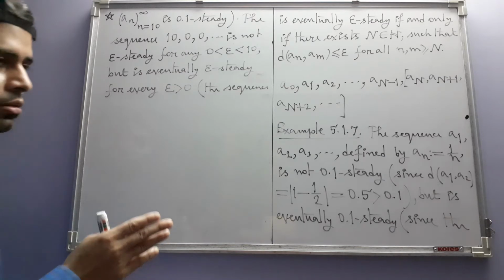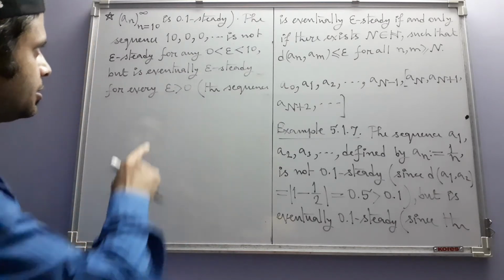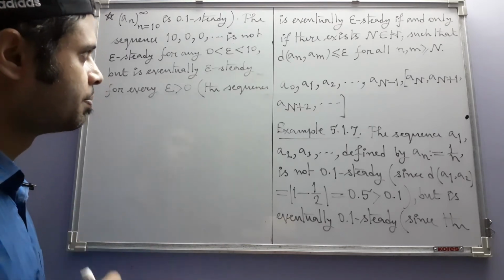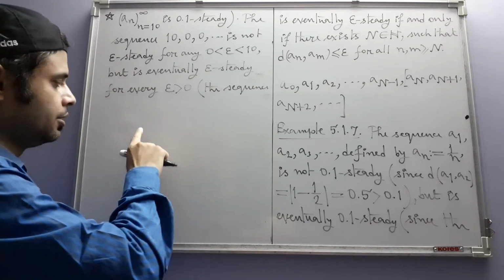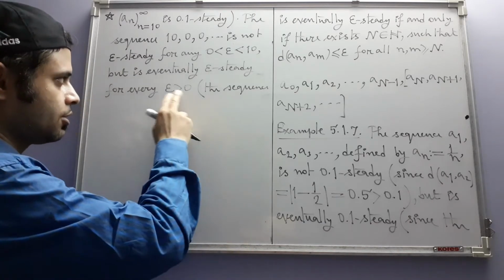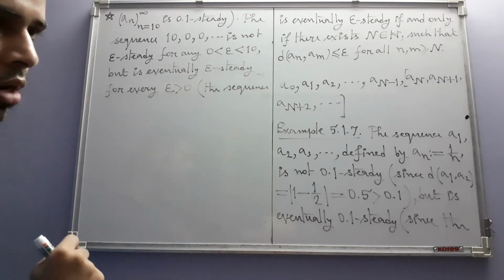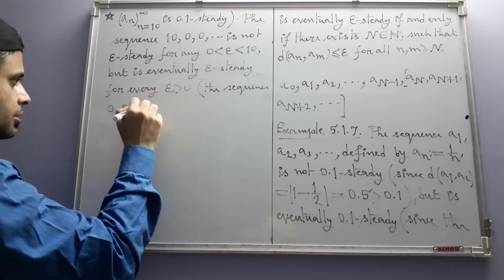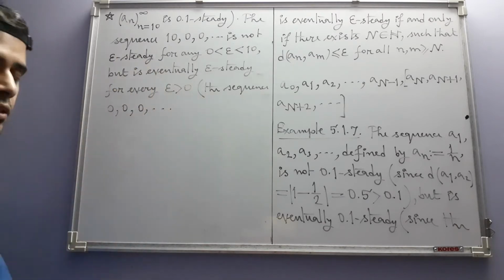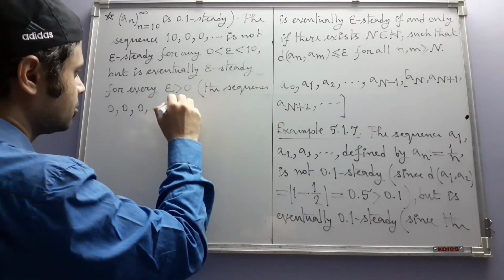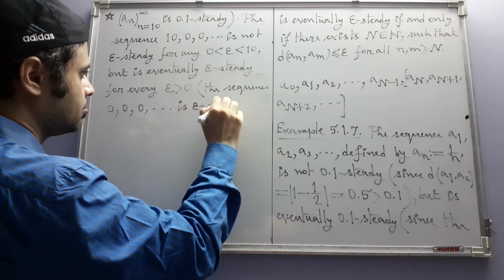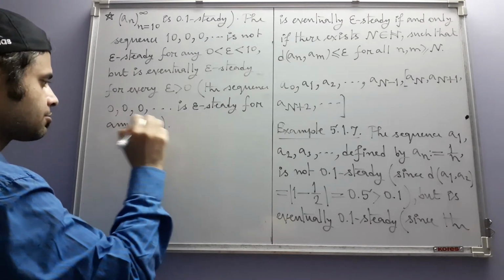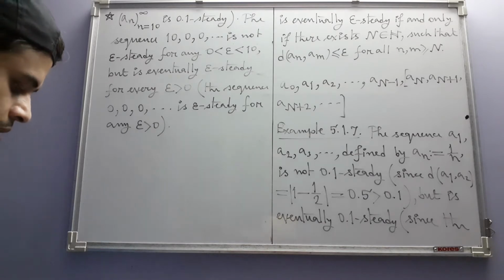The whole sequence fails to be epsilon steady if epsilon is less than 10. That is because of the first term. If you remove the first term, then the sequence becomes the constant sequence where all the terms are equal to 0. In that case, since all the terms are 0, the distance between any two terms is also equal to 0, and that is always less than epsilon. So any epsilon works here. So the sequence obtained by removing this first term 10 from the original sequence is epsilon steady for any epsilon greater than 0. So that's why the original sequence is eventually epsilon steady for any such epsilon.